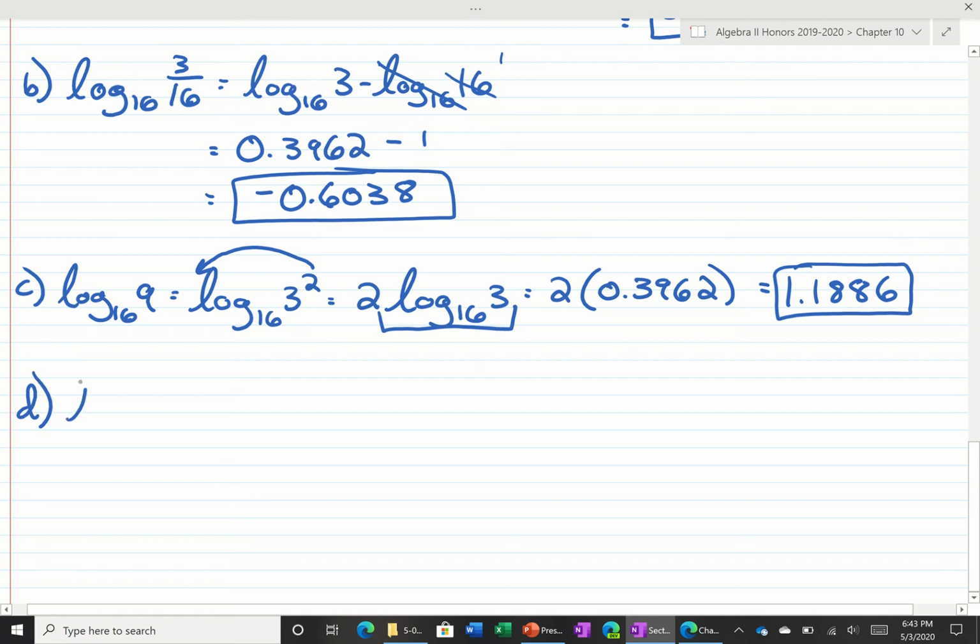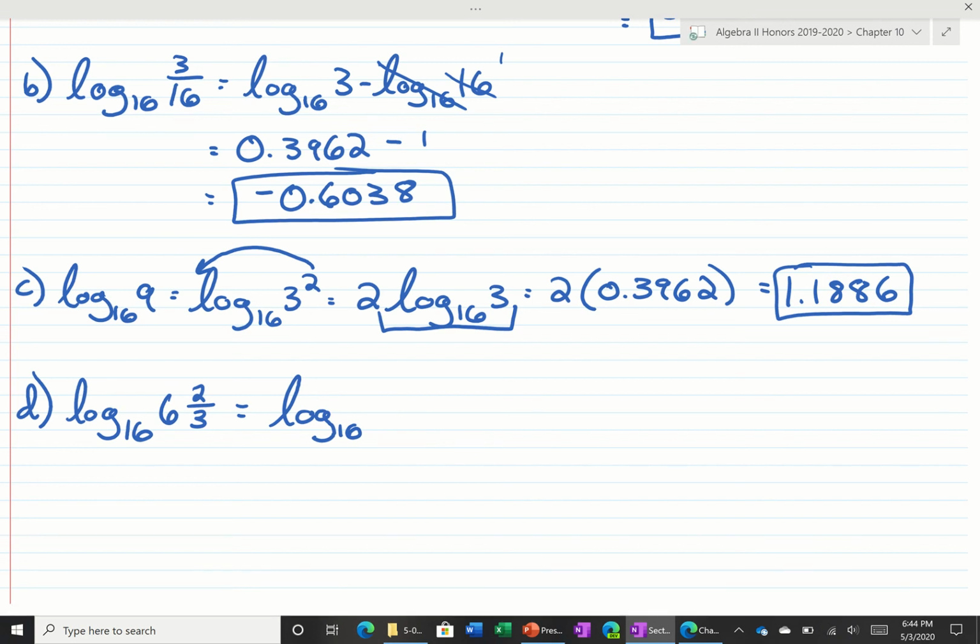And then the last problem, it says log base 16 of 6 and 2/3. Well, this is 6 and 2/3. Usually we don't like having mixed fractions, so we could just convert this to an improper fraction. 3 times 2 is 6, 6 plus 2 is 8. I'm sorry, I wrote the problem down wrong. This should be 6 and 2/3. I think I said it right and I wrote it down wrong. So let's convert that to an improper fraction. 3 times 6 is 18, 18 plus 2 is 20.